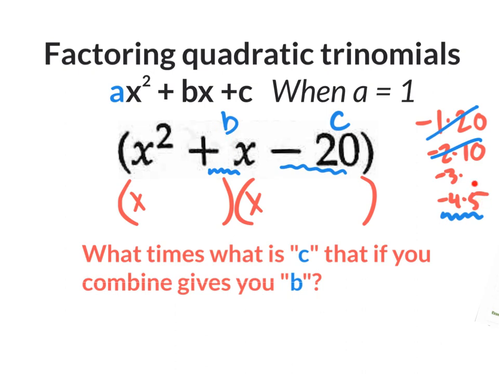So this is the right pair of numbers, and you're going to take the negative 4 and the 5 and put them right here. Negative 4, positive 5. Negative 4, positive 5. And you're done. You factored it, okay? So we need to be able to factor quadratic trinomials when the a value is 1. It's the easiest thing to do. Just think what times what is the c value that if you combine together is the b value.